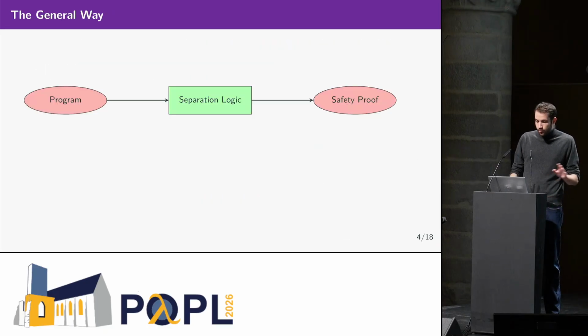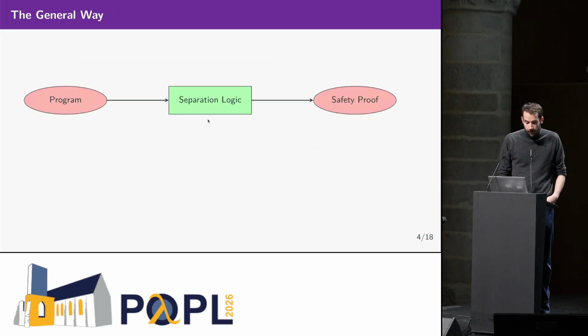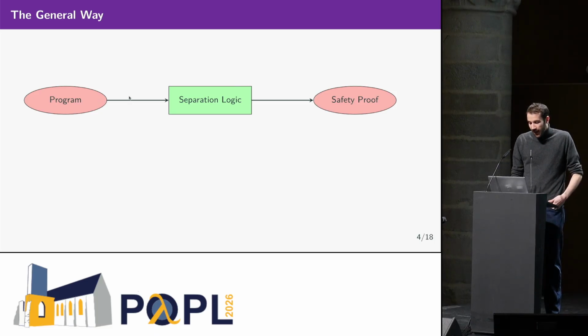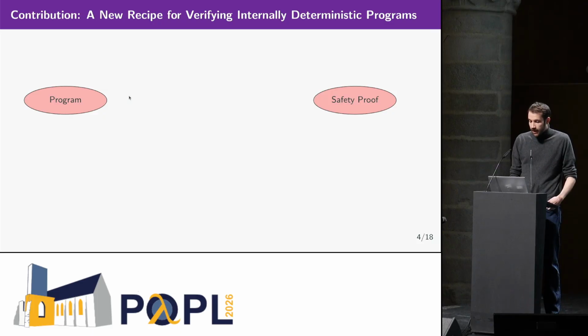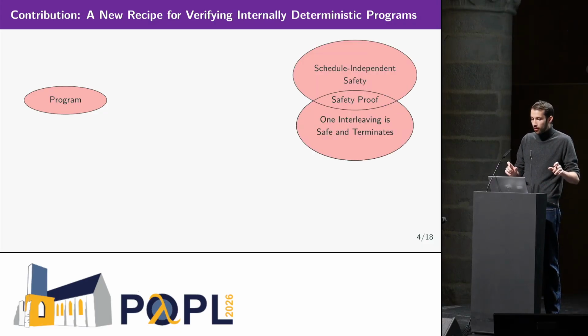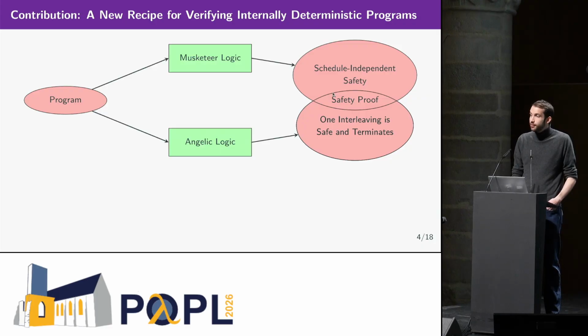So to sum things up, the general way to verify that a program is correct is to use separation logic. But here what we propose is a new recipe for verifying internally deterministic programs. We propose to split the safety proof in two sub-goals. The first one is to prove schedule-independent safety, and the second one is to prove that one interleaving is correct and terminates. In order to prove these two goals, we have two program logics. The first one is called Musketeer, and the second one is called Angelic.